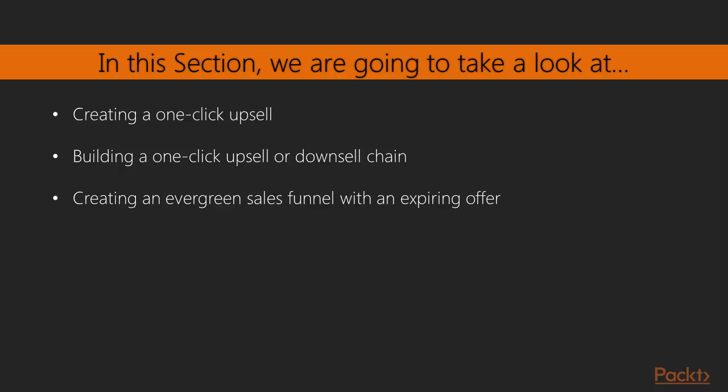So once we've learned how to do that, we're going to look at an extension to that idea, which is where we create a one-click upsell downsell chain. So the idea is that you present somebody with an upsell, and if they accept it, then you can present them with another upsell. So maybe you sell them a $7 thing, and then you upsell them on a $97 thing, and then maybe you say, hey, you know what, buy my $1,000 whatever. You can do that with one click.